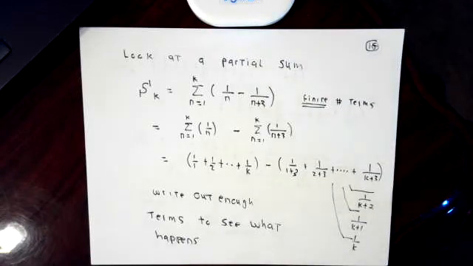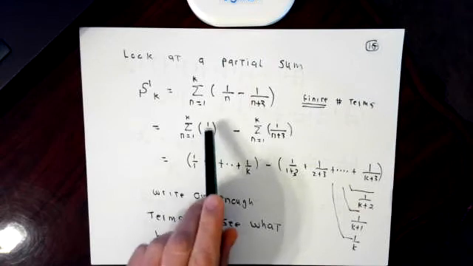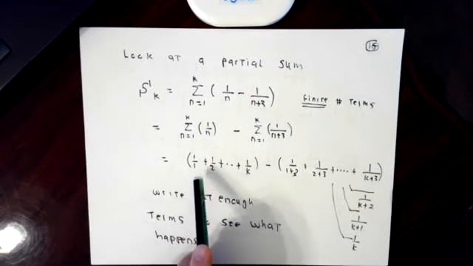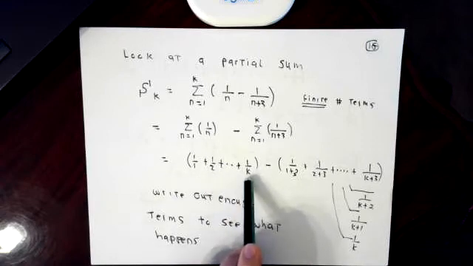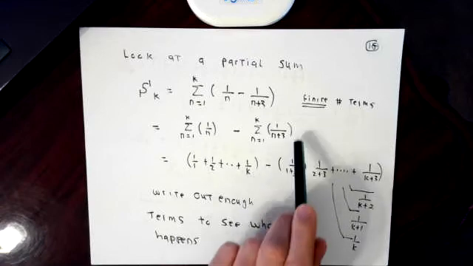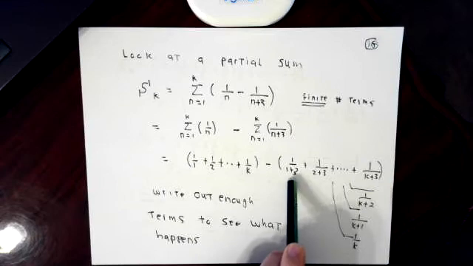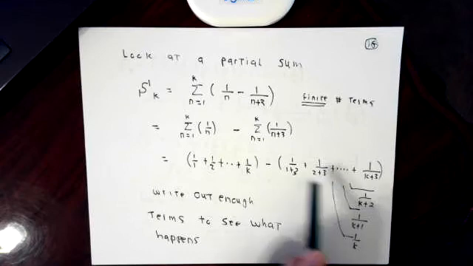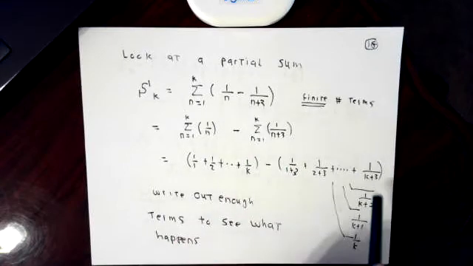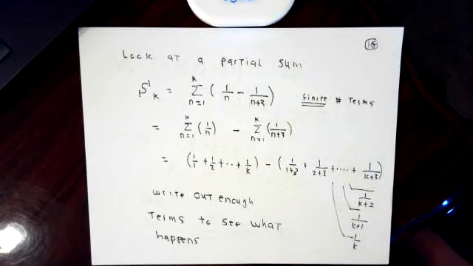I'm going to write out some terms for each one of these. I'm looking at partial sum number k. The sum from n equals 1 to k of 1 over n is literally 1 over 1 plus 1 over 2 plus, and then you stop at 1 over k. This is slightly trickier. I'm going to have 1 over 1 plus 3, 1 over 2 plus 3, and when the index is k, the very last one will be 1 over k plus 3.